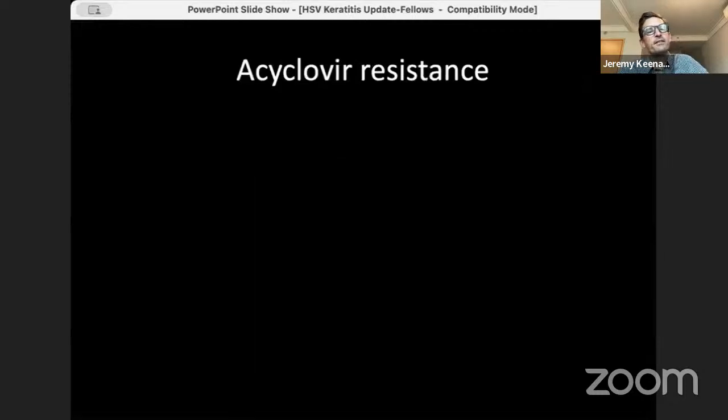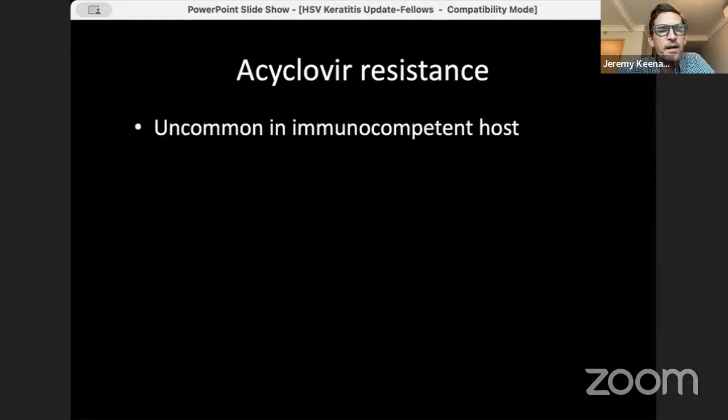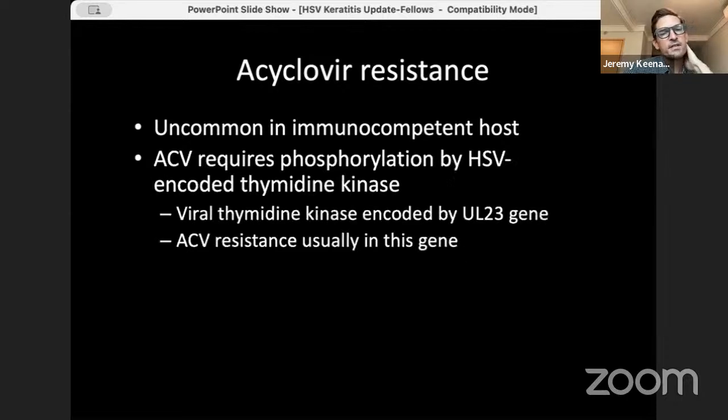What about resistance? You might think, well, wait, should we really be having these patients on such long-term antiviral? Isn't that just going to select for a resistant virus? So acyclovir resistance is a problem in patients with HIV. So it is something definitely to be on your radar for your HIV patient who's immunocompromised. But in someone who's immunocompetent, it's really uncommon to get acyclovir resistance.